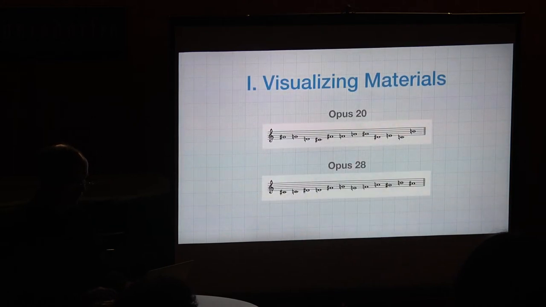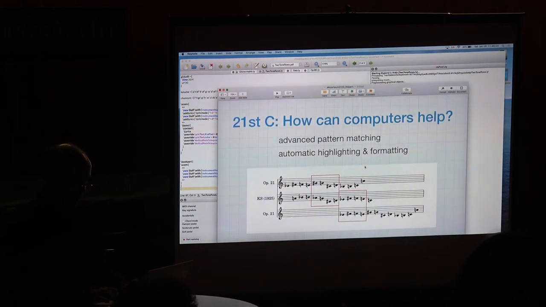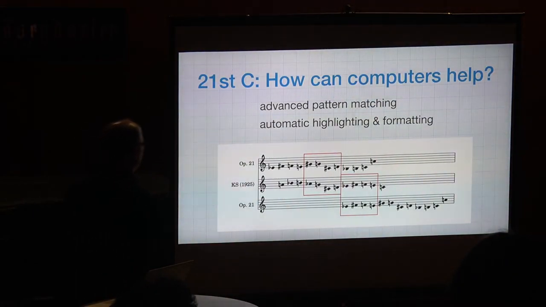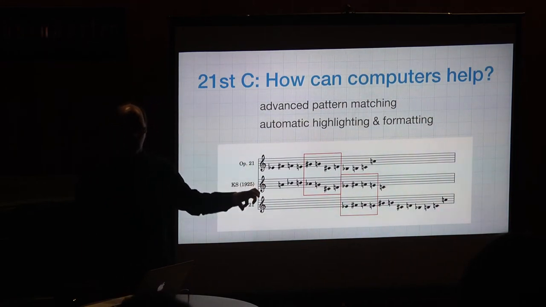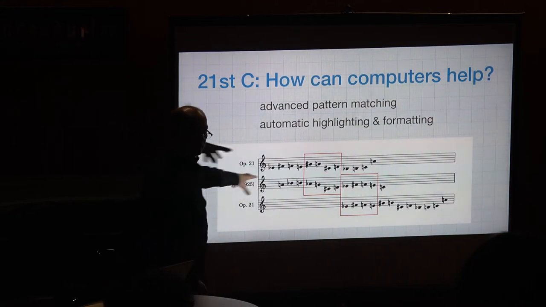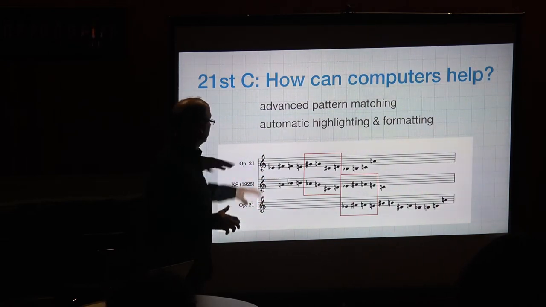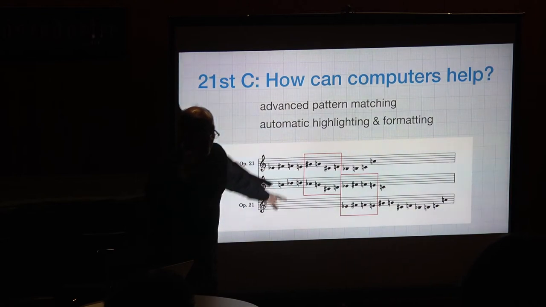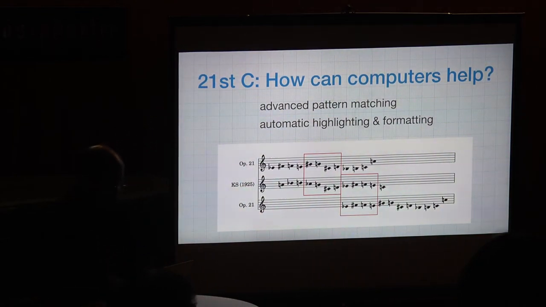I went too far here, just a second. I apologize. You would end up with something like this. Right? This would be really great for a computer to do automatically. And it's using engraving to expose something about the piece and how these two pieces are potentially related in the composer's mind, either unconsciously or consciously.